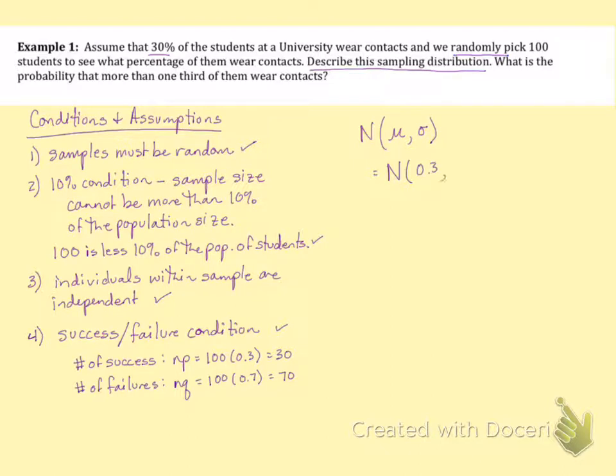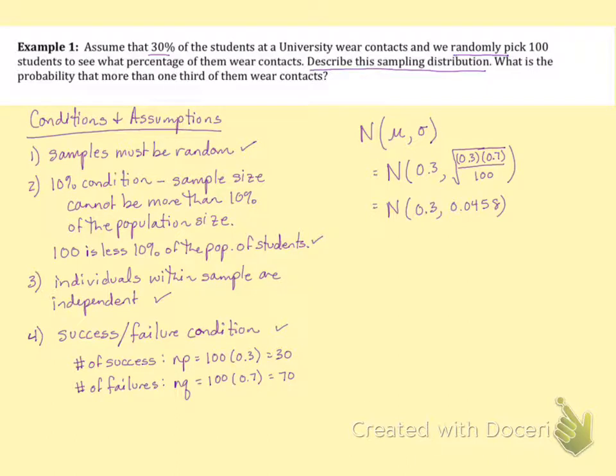The standard deviation is given by that formula, the square root of pq over n. So in this case, p is 0.3, q is the complement of p, or 1 minus 0.3, which is 0.7, over the sample size, and our sample size here is 100. So if we calculate this, we'll have a mean of 0.3 and a standard deviation of 0.0458.